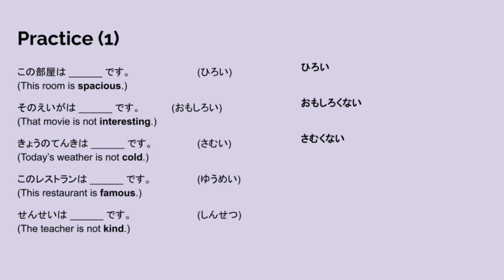This restaurant is famous. Kono restaurant wa blank desu. Yuumei is famous. This was a little easy. It's a little bit of a curveball because yuumei is actually a na-adjective. So, yuumei desu is famous. Kono restaurant wa yuumei desu.